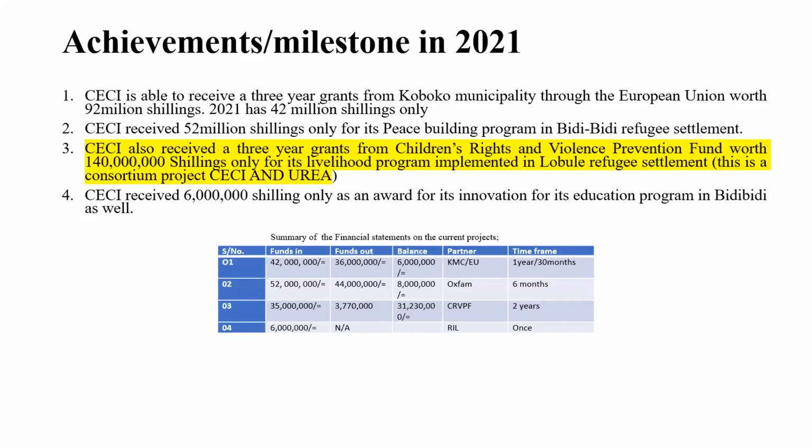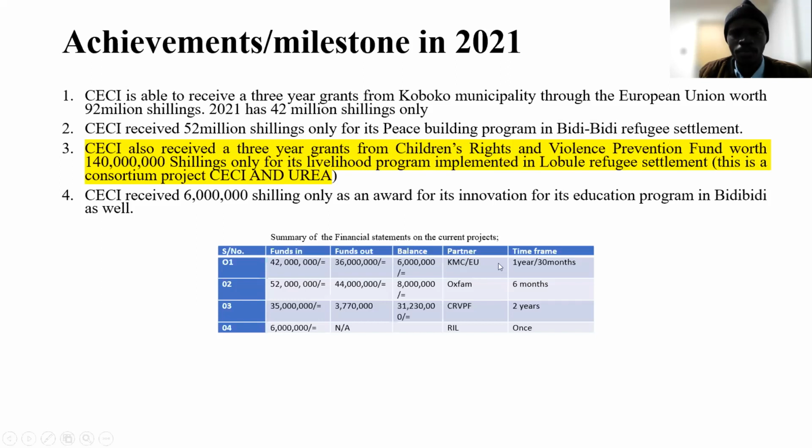Then we projected the CRVP project, which is a project on livelihood. That falls under our thematic area of livelihood. So we projected it to be 35 million, though we're not so sure. It runs for 2 years. And then the 6 million, we have not yet spent that money. Yeah. So that is that.